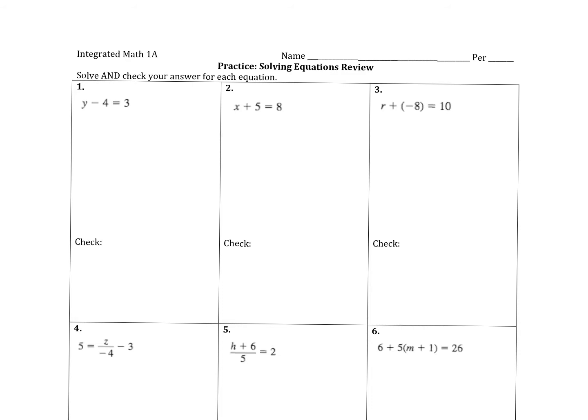All right, so for the first question, we want to get y by itself. So we need to work on that left side of the equation. We want to get rid of that 4, so we do the opposite of subtract, which is add 4 to both sides.